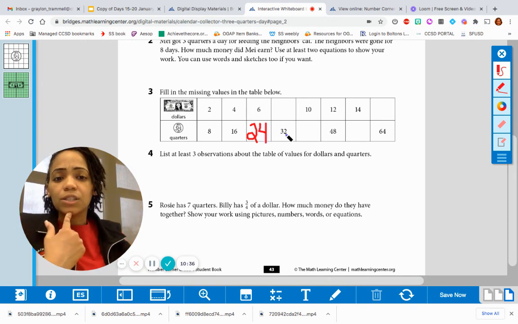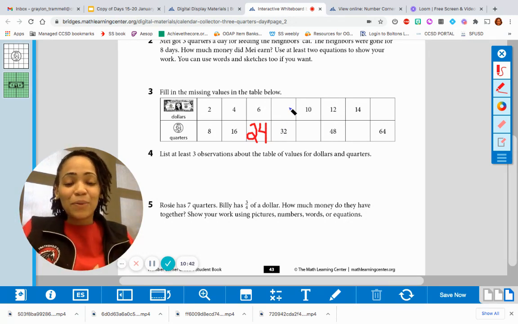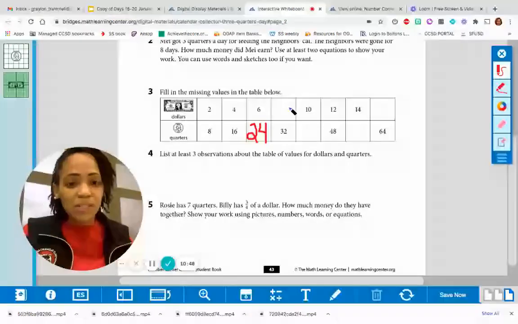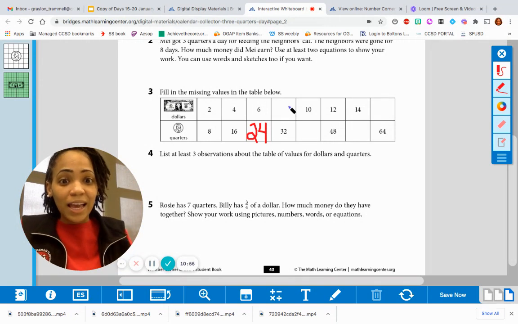Here comes a challenge. We know how many quarters. How many dollars is that? That's what we've been doing all month. When we had 32 quarters, if there was a day we had 32 quarters, it's like 32 divided by 4 to figure out how much money. Well, what's 32 divided by 4? Yeah, 8. 8 times 4 is 32.